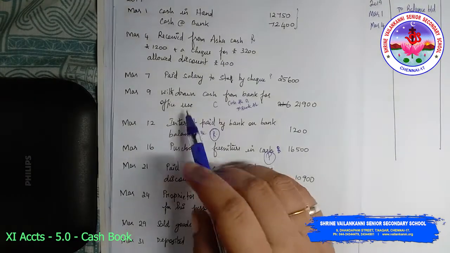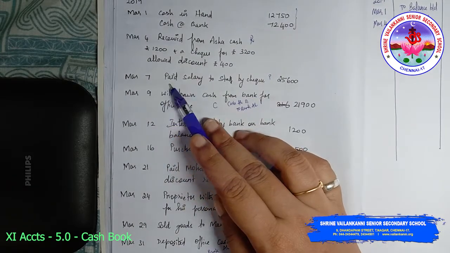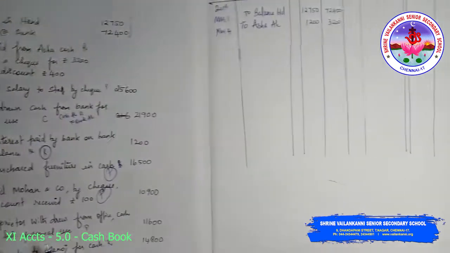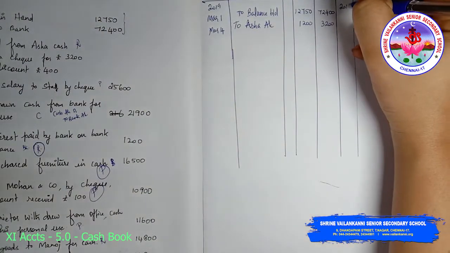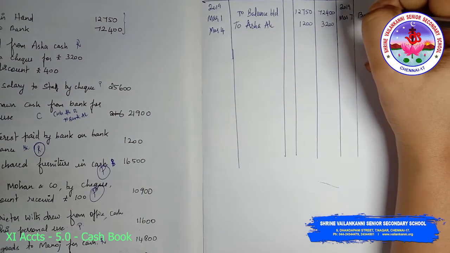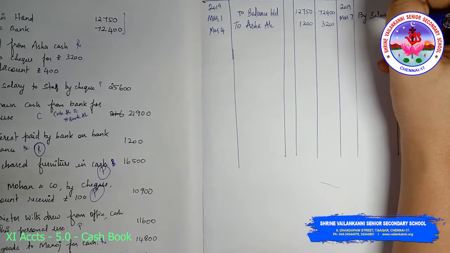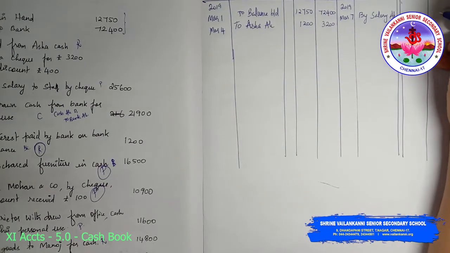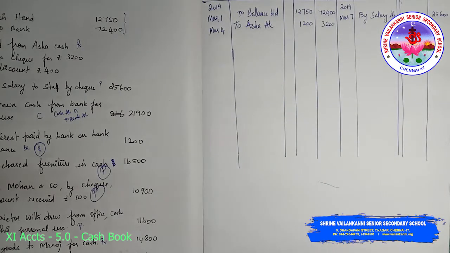Next, paid salary to staff by check. It's a payment. So 2019 March 7, by salary account by check. So 25,600 is to be written in the bank column.